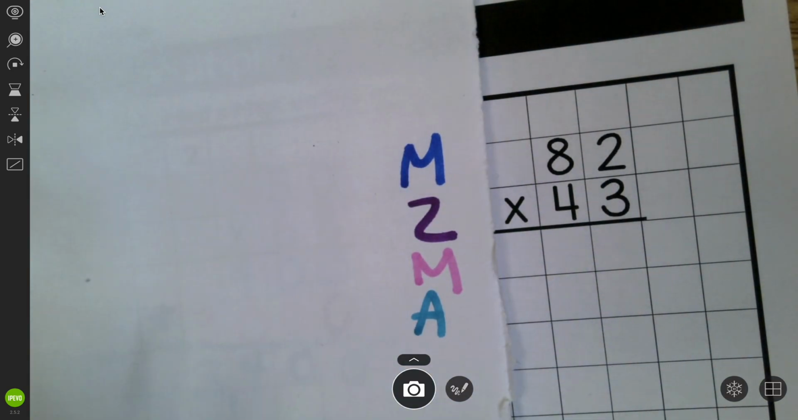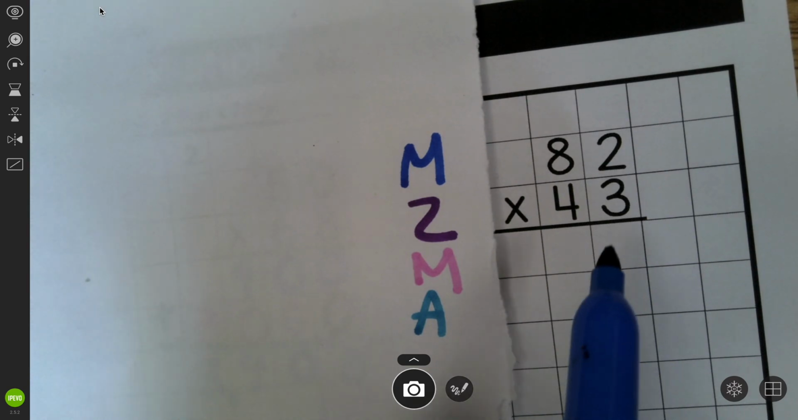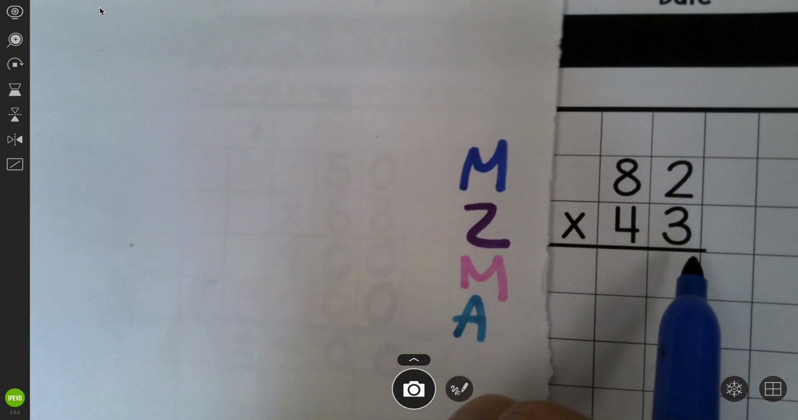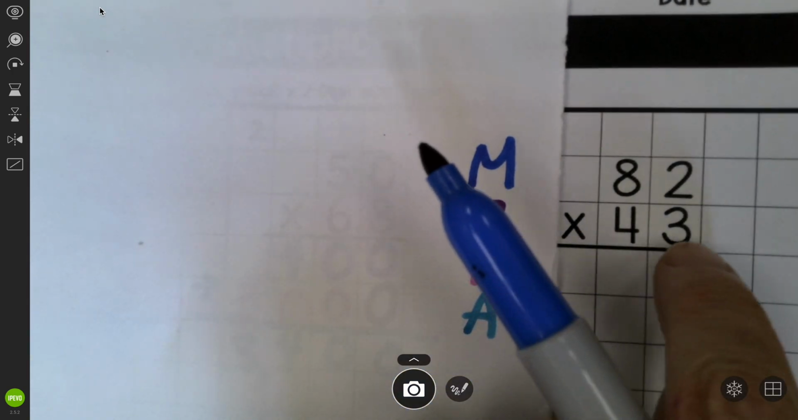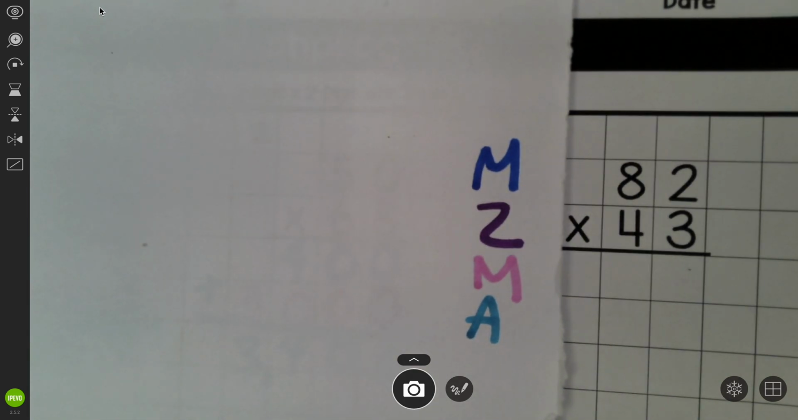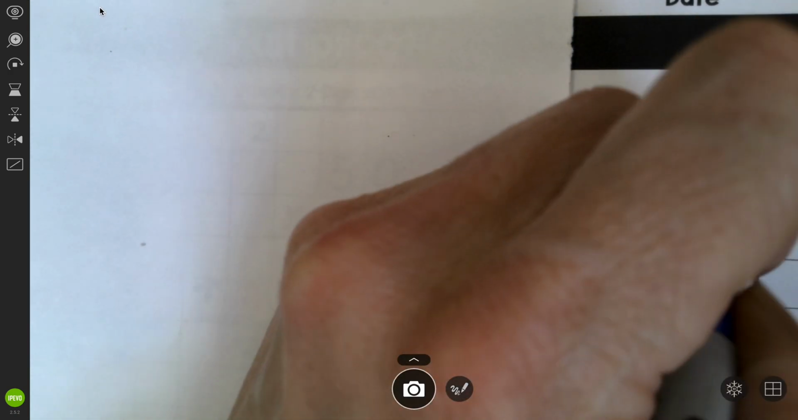Don't rush. Okay. So our first step is to multiply. We're going to start with the 3. We start with the bottom number in the ones place, and we multiply the bottom number times the number up top in the ones place. 3 times 2, I'm going to skip count by 3 2 times. 3, 6, stop. 3 times 2 is 6.